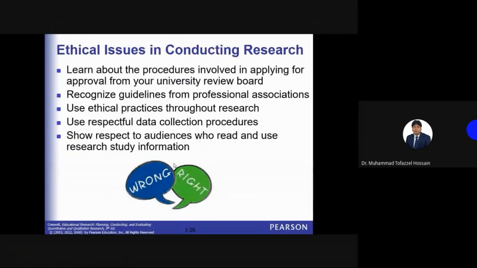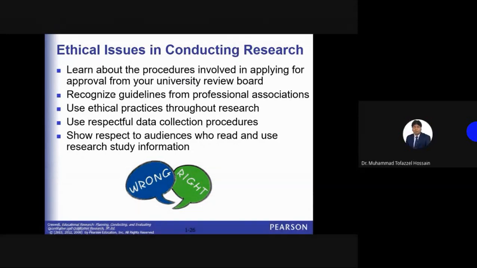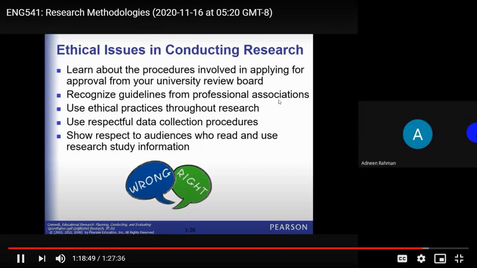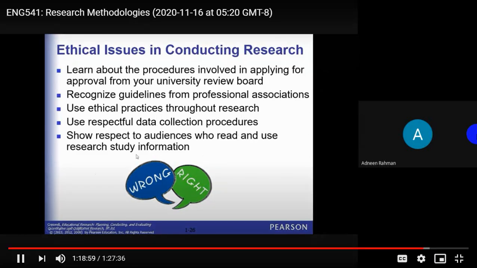Then ethical issues in conducting research. Learn about the procedures involved in applying for approval from your university review board. Shall I read all and then we will discuss? Recognize guidelines from professional associations. Use ethical practices throughout research. Use respectful data collection procedures. Show respect to audience who read and use research study information.